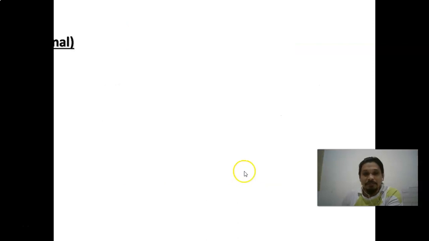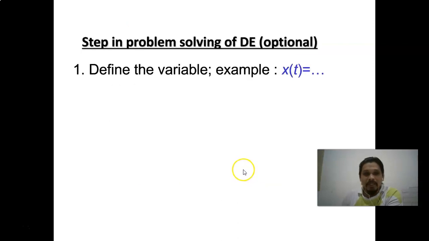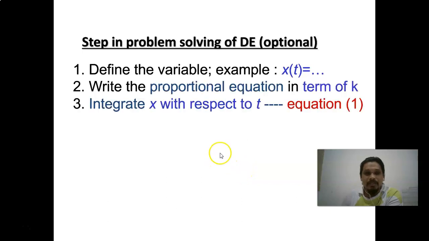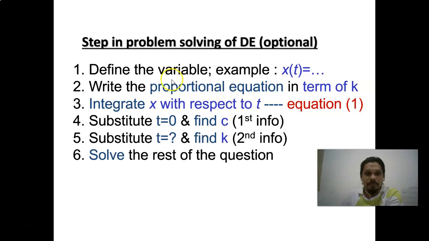Okay, so without wasting so much time, the steps in problem solving of DE: first, define the variable, for example, the function x with a variable of t, and write the proportional equation. The proportional equation is mostly given in the question in terms of k. Then integrate x with respect to t, then substitute these two values of t, which will be given in the question, because we need to find the constant c and also the constant k, and then solve the rest of the question.